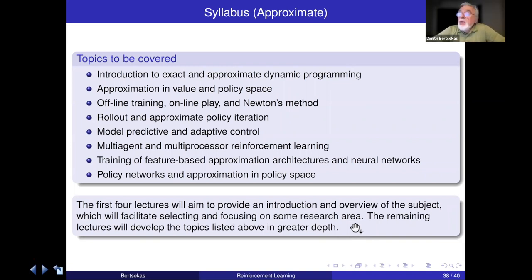Are there any questions about the topics that we're going to cover? Probably you have a few things in mind when you join this course, and you may be wondering how your interests correlate with the syllabus. Feel free to ask questions now or send me an email about what's in your mind. Are there any questions?